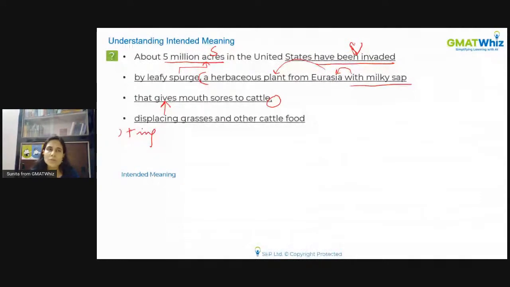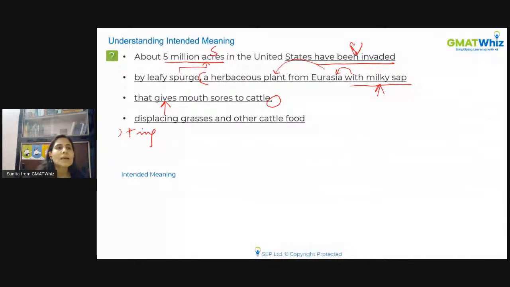And what gives mouth sores to cattle? Milky sap. Now, this is a little weird. The milky sap that gives mouth sores to cattle, displacing grasses. So what we are really saying is, by giving mouth sores to cattle, it displaces grass. Now, how does that happen? If a cattle gets mouth sores, how is the grass displaced?